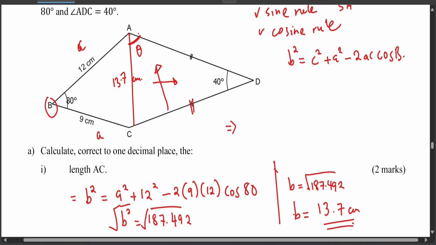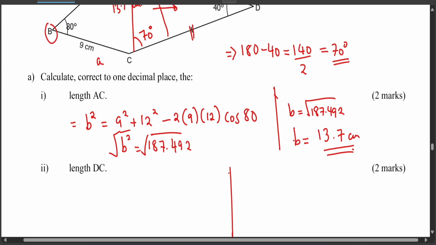Ukiangalia, this triangle ADC is an isosceles triangle, inamaanisha opposite sides are equal and also opposite angles are equal. So for you to calculate the angle at A, utachukua 180 minus 40, itakupa 140. Your 140 is shared by angle at C and also angle at A, which for you to calculate, you just divide by 2. Therefore utapata 70 degrees. So it means that the angle at A is 70 degrees, the angle at C is 70 degrees.